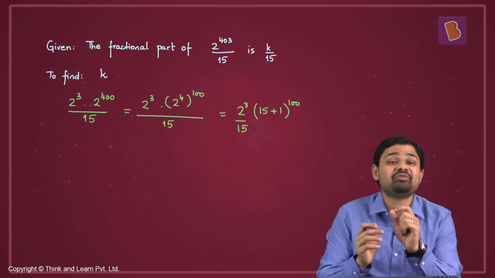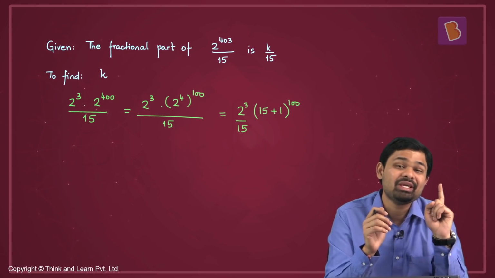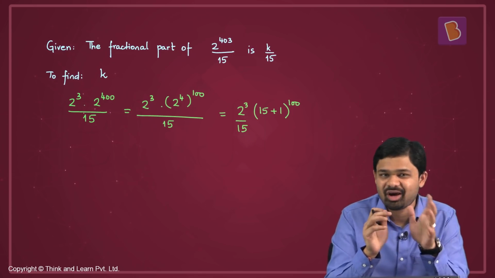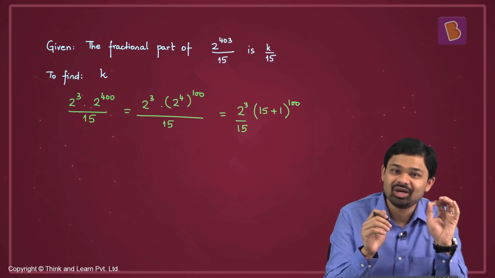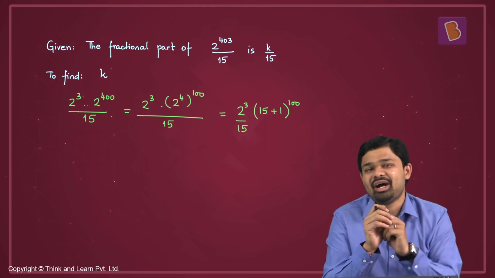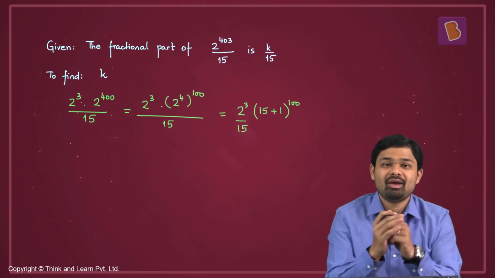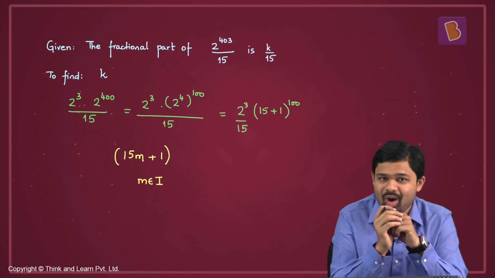So I can write this as 15 lambda plus, what is the last term? The last term is going to be 100 C100. And what is 100 C100? 100 C100 is going to be 1. So 1 times 1 to the power 100. So 1 to the power 100 is also 1. So the last term is actually 1. So you have 15 times some integer m plus 1.